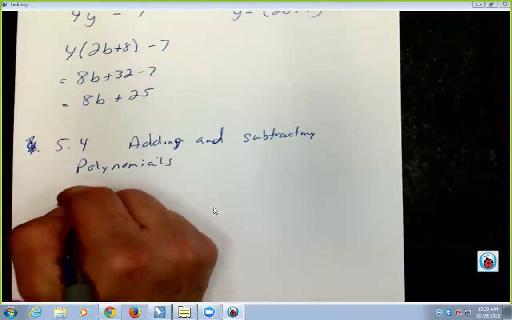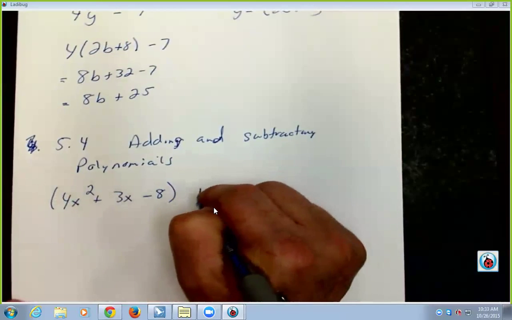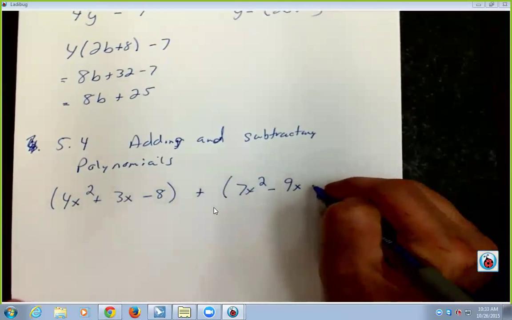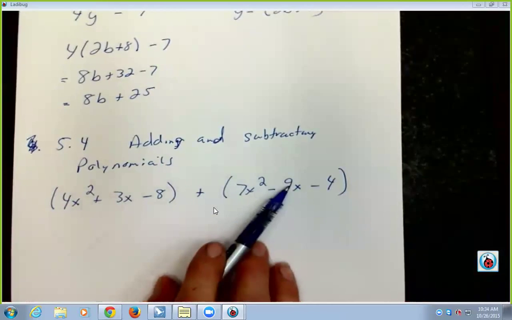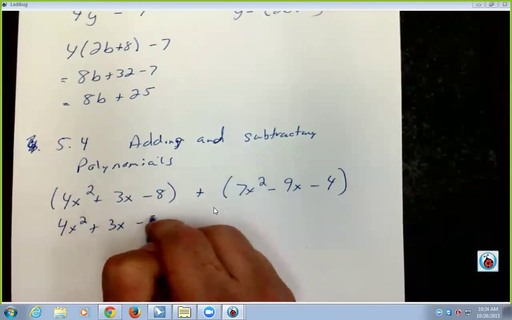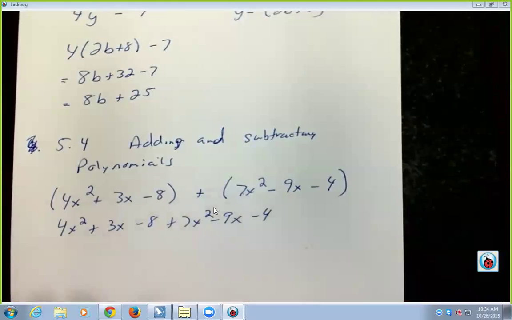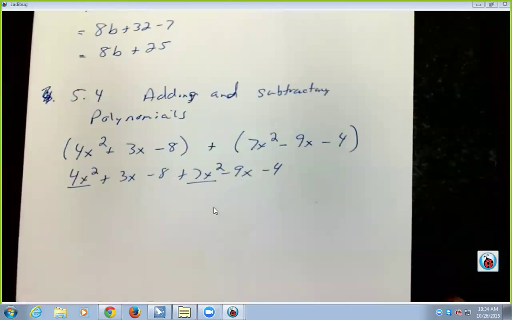those. So if you had 4x squared plus 3x minus 8, and we're going to add that to 7x squared minus 9x minus 4, what would my answer be? So we kind of did these before. With addition, I'm good to go as it is, because all I'm going to do is take 4x squared plus 3x minus 8 plus 7x squared minus 9x minus 4. I just drop my parentheses, and now I can go through and stick my pieces together, just like we did in last section of combining like terms.